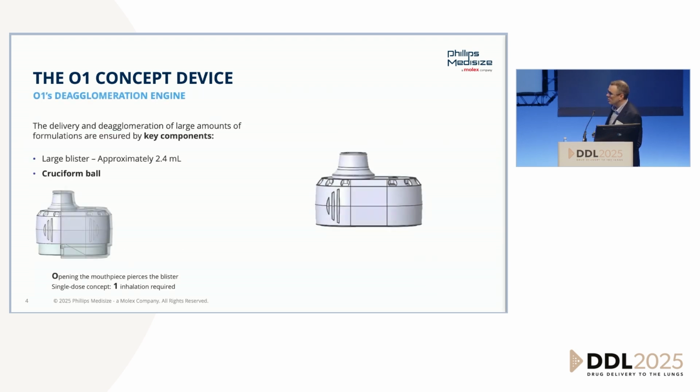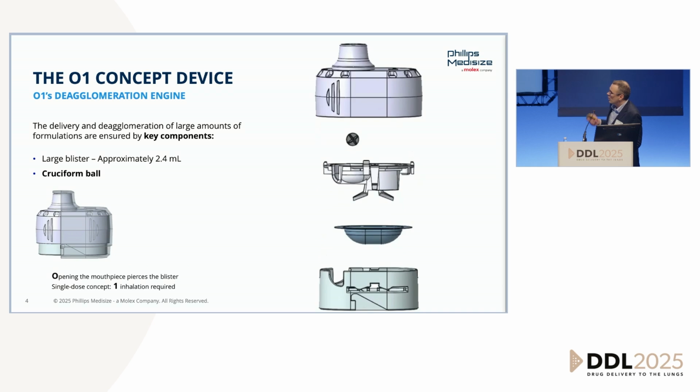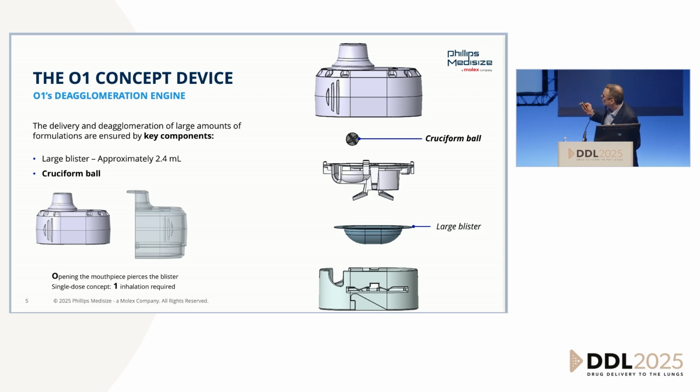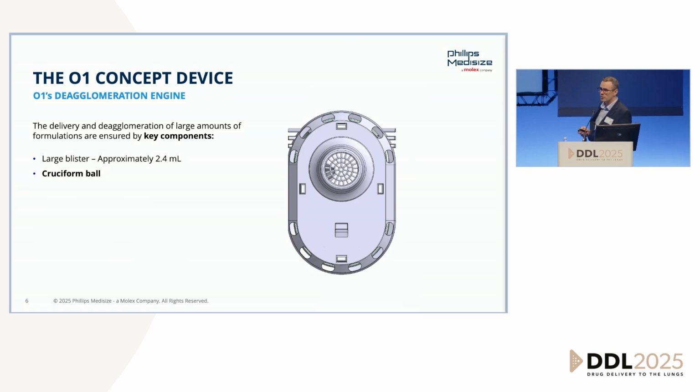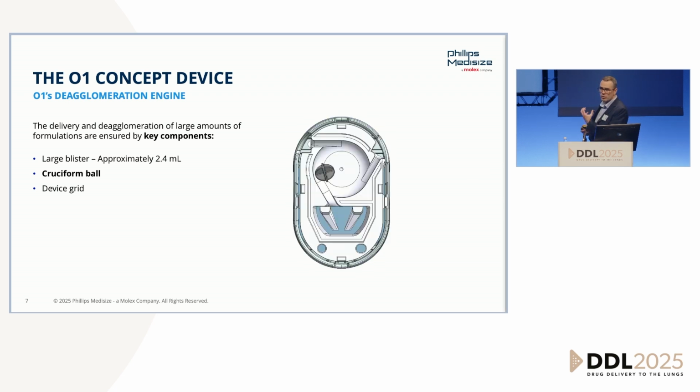So what's the deagglomeration mechanism? You have a device with a large blister that's pierced as you remove the cover. But what you'll notice is that you also have a mobile cruciform ball in the device. Now, looking at the device from the top, over the mouthpiece, you will find a grid. But under this grid, you will find this cruciform ball sitting in a 3-inlet cavity, 1 inlet for the powder and 2 inlets for air, that we'll call the cyclonic chamber.